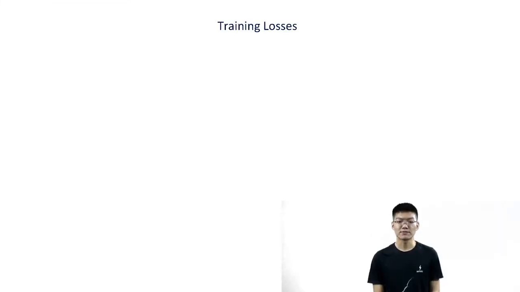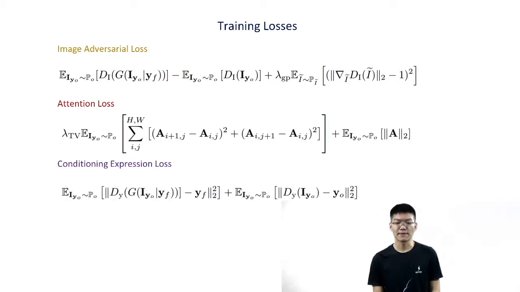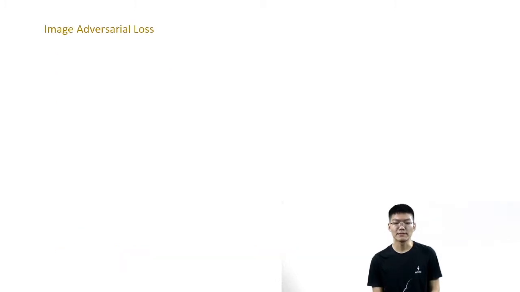Okay, when it comes to training, it's getting more complicated. There are additional losses that need to be considered in training. There are four losses presented in the paper: image adversarial loss, attention loss, conditioning expression loss, and identity loss. I'm going to explain those losses in a more graphical way so that we can have a better understanding of them.